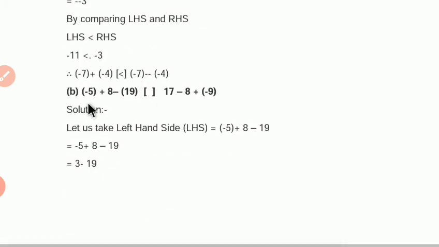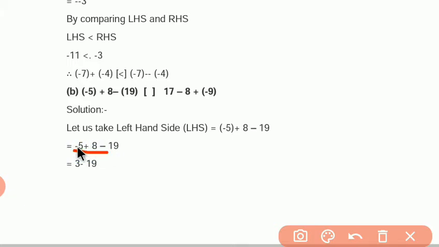Same here, second one. Now 3 numbers are given, minus 5 plus 8 minus 19, bracket 17 minus 8 plus minus 9. Again we'll take the left hand side, and left hand side is given as minus 5 plus 8 minus 19. So first step is to remove the bracket. So minus 5 plus 8 minus 19. We will solve by taking the pair. First we can solve minus 5 and 8.